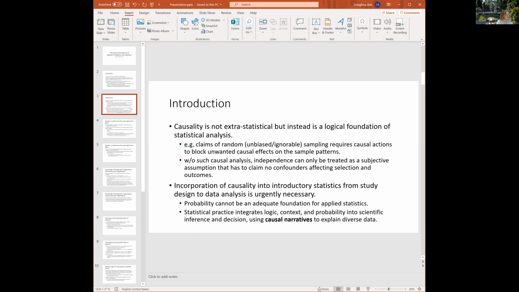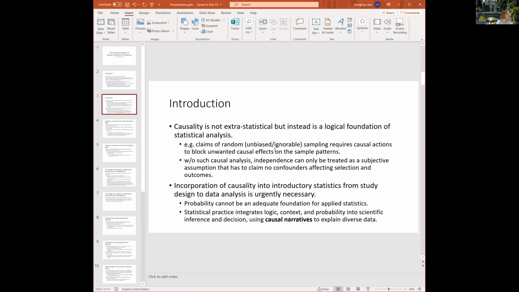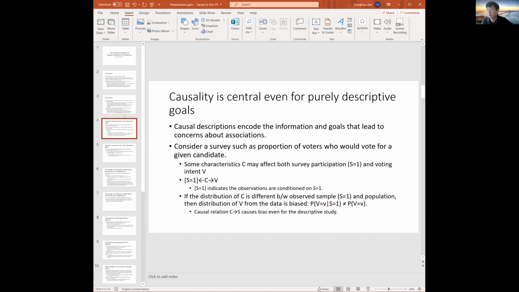Can you explain what the first two points on the slides refer to, when you say claims of random, unbiased, ignorable sampling require causal action to block unwanted causal effects on the sample patterns? Can you explain what that means? I think it is easier to use the example from the paper. Okay, go ahead.